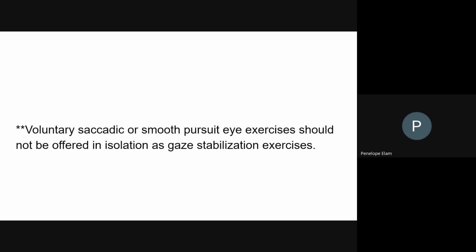The CPGs for unilateral or bilateral hypofunction basically say that voluntary saccadic or smooth pursuit eye movement exercises should not be offered in isolation as a gaze stabilization exercise. So if somebody's coming in, they have a hypofunction, you should not just do saccadic eye movements or just smooth pursuit exercises for that person, because it's not going to help improve their hypofunction and improve that VOR and improve their symptoms. So once again, never do saccades or smooth pursuit exercises just in isolation when you're looking at a vestibular hypofunction.